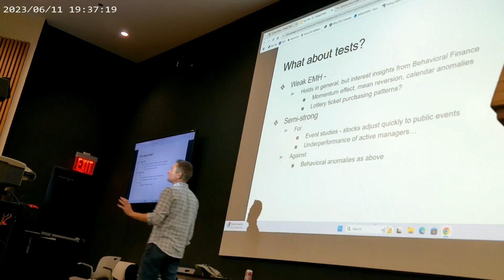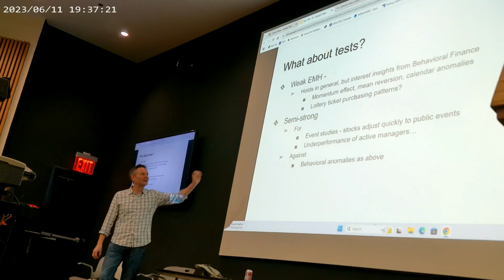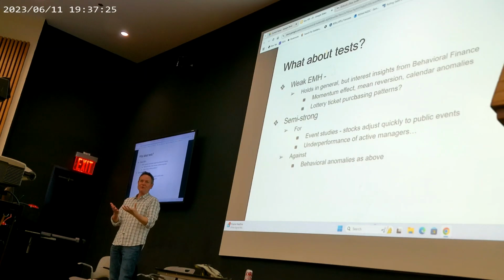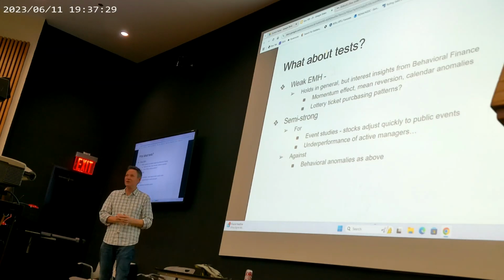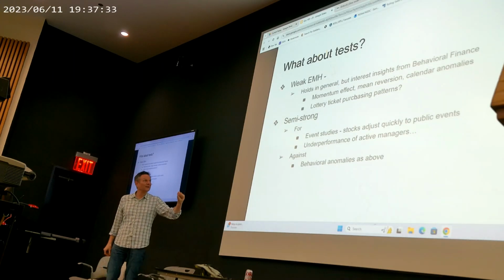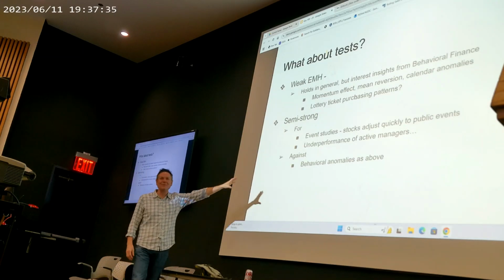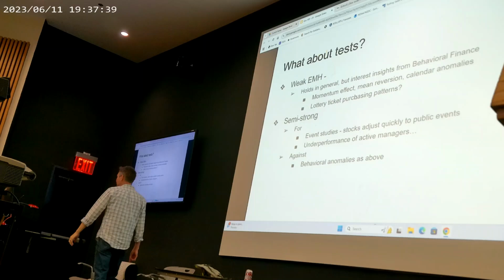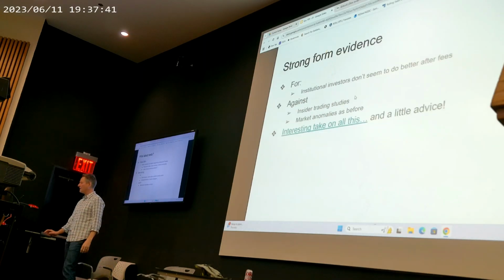The other piece of evidence, more on this in a second, is that active managers, the people who manage portfolios actively and buy and sell a lot of stocks, typically wind up underperforming. What does that mean? I'll show you in a second. And of course, we do observe anomalies in certain stock prices, so that's some evidence against.